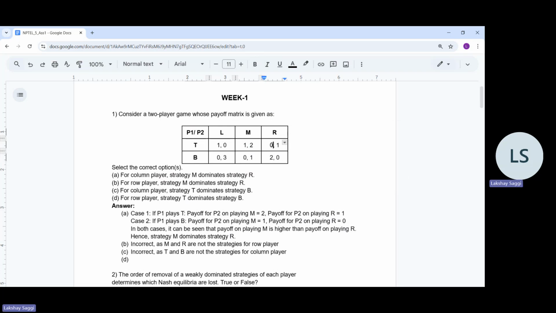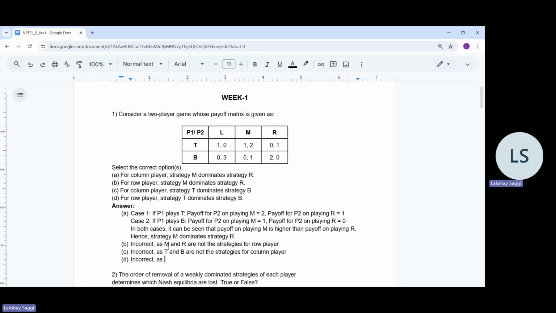But if the column player plays R, then the payoff for the row player on playing T is 0, but on playing B is 2. So here you can see that 0 is actually less than 2. So payoff is better on playing B if the column player plays R. So what we can say is that strategy T does not dominate strategy B, because if the column player plays strategy R, then T is not a better choice over B. B is a better choice over T. So that's why this is incorrect.